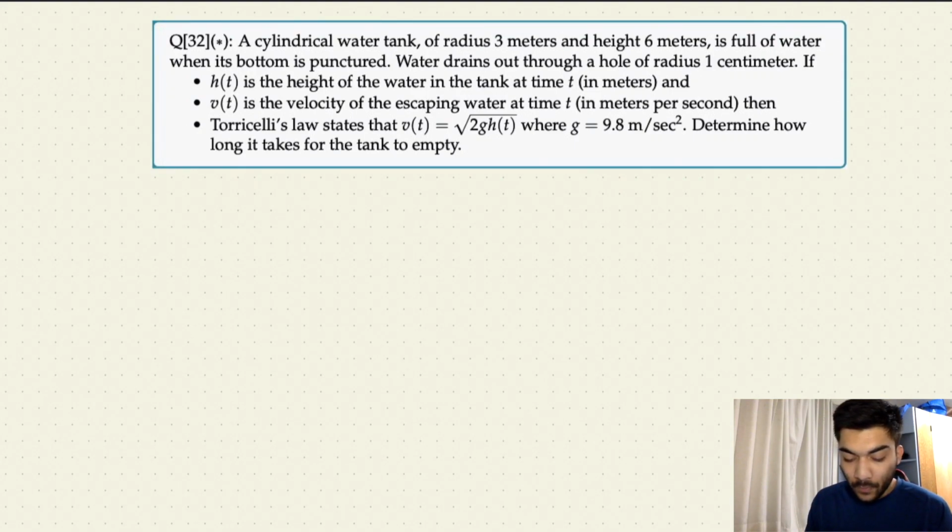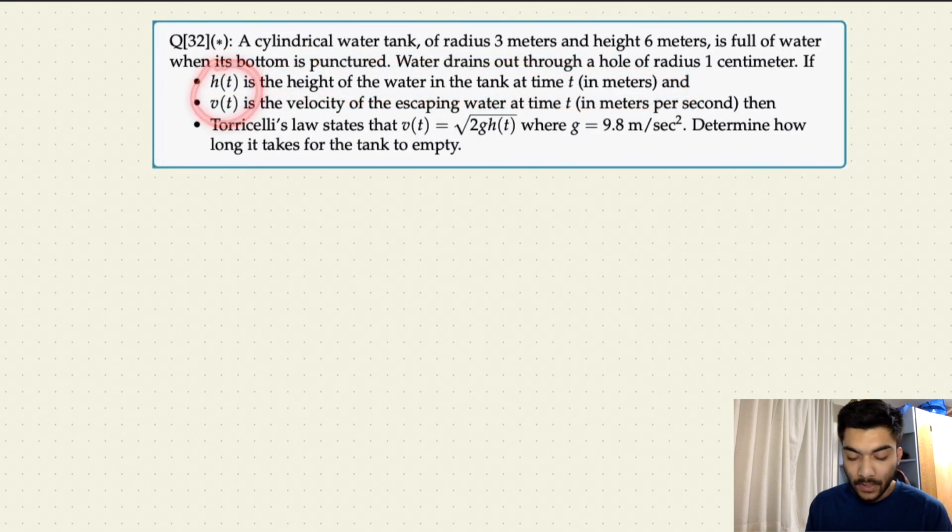So let's do one more word problem on differential equations. In this question, we have been given a cylindrical water tank which has a radius of 3 meters and height 6 meters, and it's full of water, but the bottom is punctured right now. So if the bottom is punctured, you know that the water will be coming out from the punctured hole at the bottom. We have also been given the information about the hole, that the hole has a radius of 1 centimeter.